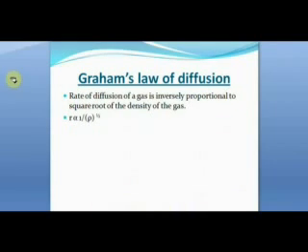Now let's see Graham's law of diffusion. This law states that the rate of diffusion of a gas is inversely proportional to the square root of the density of the gas. So if the rate of diffusion is R, then R is directly proportional to 1 by root under rho, where rho is the density of the gas.